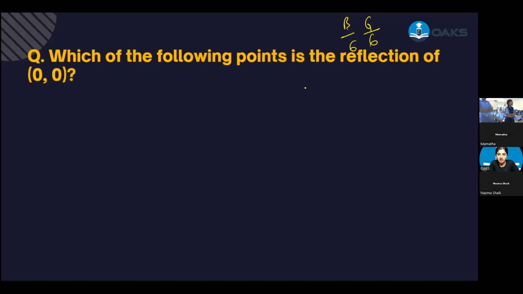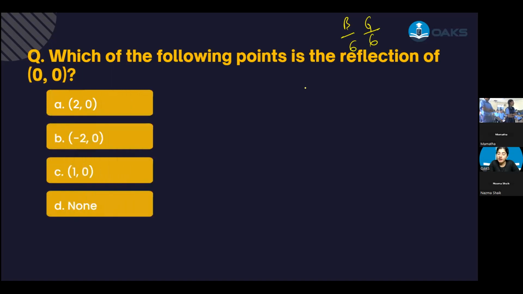So this is your question. Which of the following points is the reflection of 0, comma 0? Okay. So these are your options. So you have to tell me 1, 2, 3, or 4. Yes, madam. Okay. So girls are saying? Fingers, fingers, fingers.